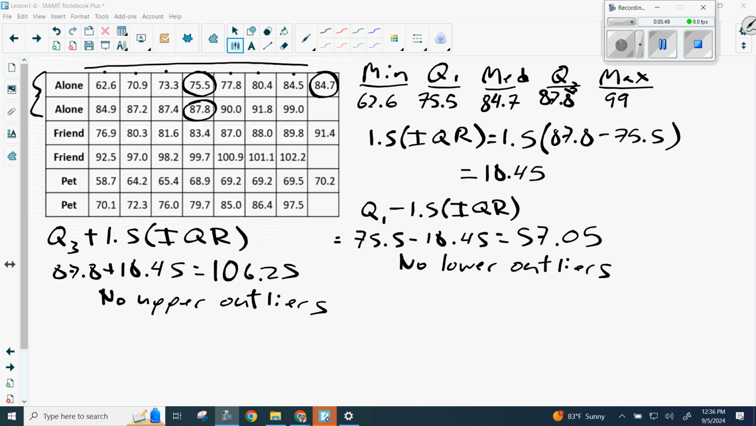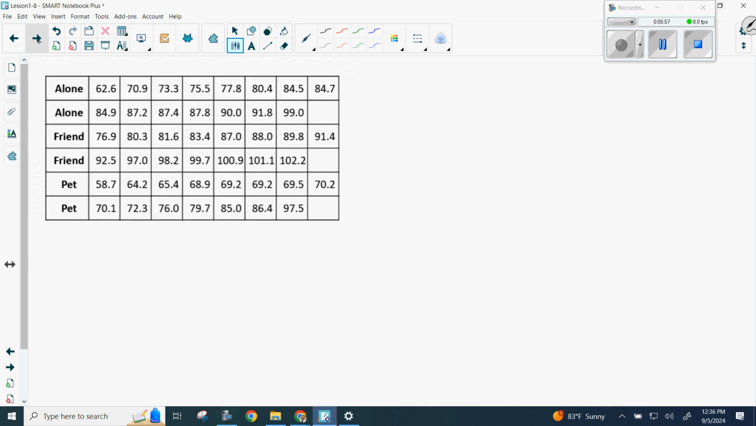All right, let's do that again, and let's do it for our friends. For friends, here we go. All right, so let's make a 5-number summary for friends. I can spell, bless you. All right, and we are just dealing now with this group.